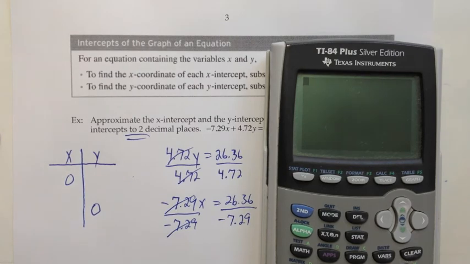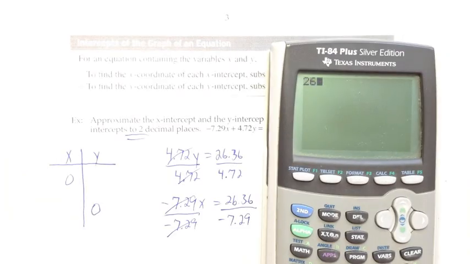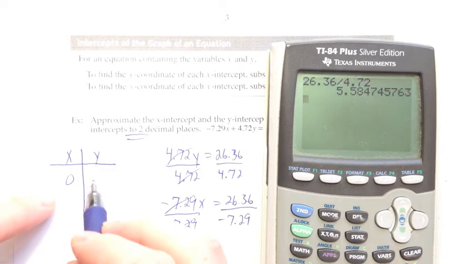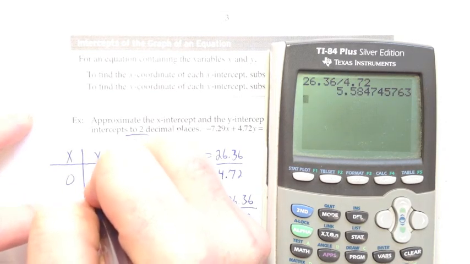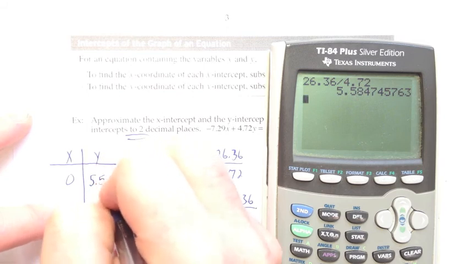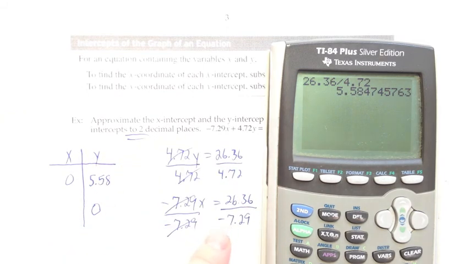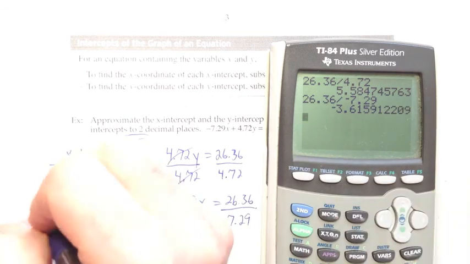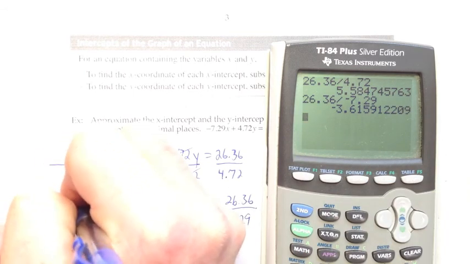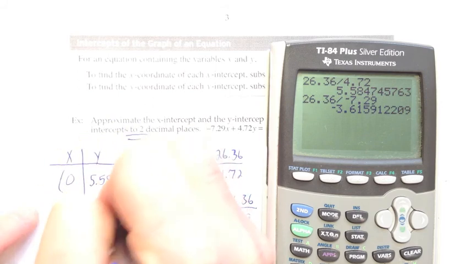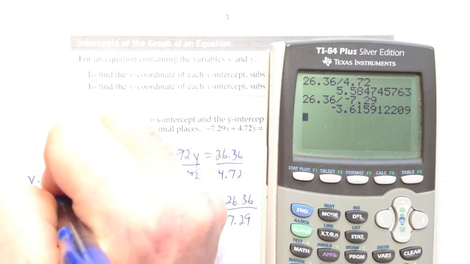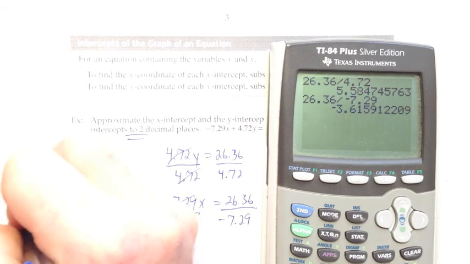Alright, so let's have a look at those. If I do the first one, it's 26.36 divided by 4.72. So that would be 5.58 if I just round that to 2 decimal places as they requested. And then on this one, 26.36 divided by negative 7.29, and to 2 decimals would be negative 3.62. And this one would be the y-intercept, and this one would be the x-intercept.